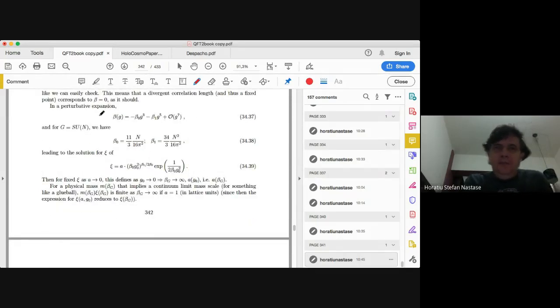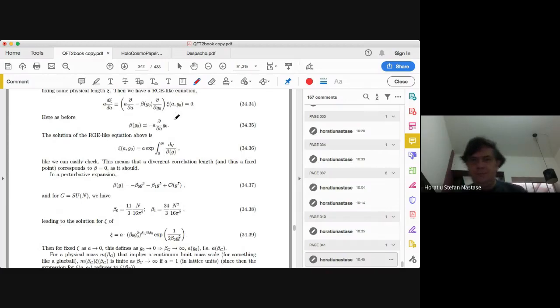In a perturbative expansion, we define for beta of g the coefficients. They start at g to the third power with coefficient minus beta_0, then g to the fifth power with coefficient minus beta_1, and so on. For SU(N), beta_0 is 11/3 N over 16 pi squared, and beta_1 is 34/3 N squared over (16 pi squared) squared. Inputting this for SU(N) into this formula and doing the integration, we obtain xi is a times (beta_0 g0 squared) to the power beta_1 over 2 beta_0^2, times the exponent of 1 over 2 beta_0 g0 squared.